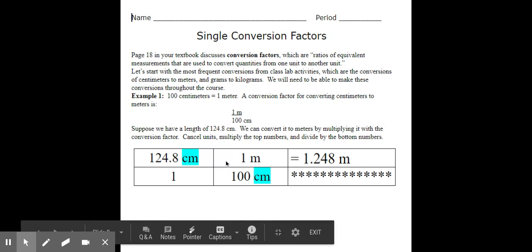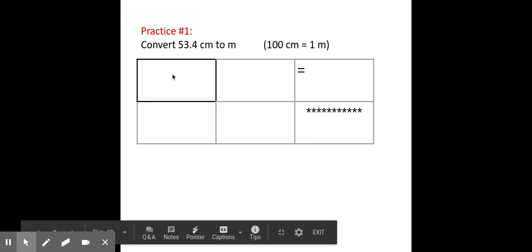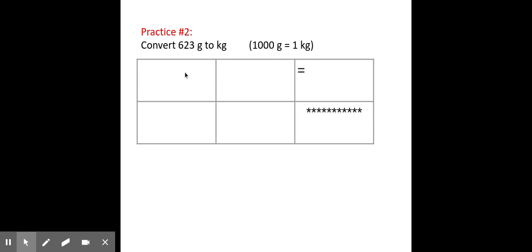All right, so here's an example. We're going to work with single conversion factors. Another example problem. All right, let's do one together here. So I take this number here, 53.4.